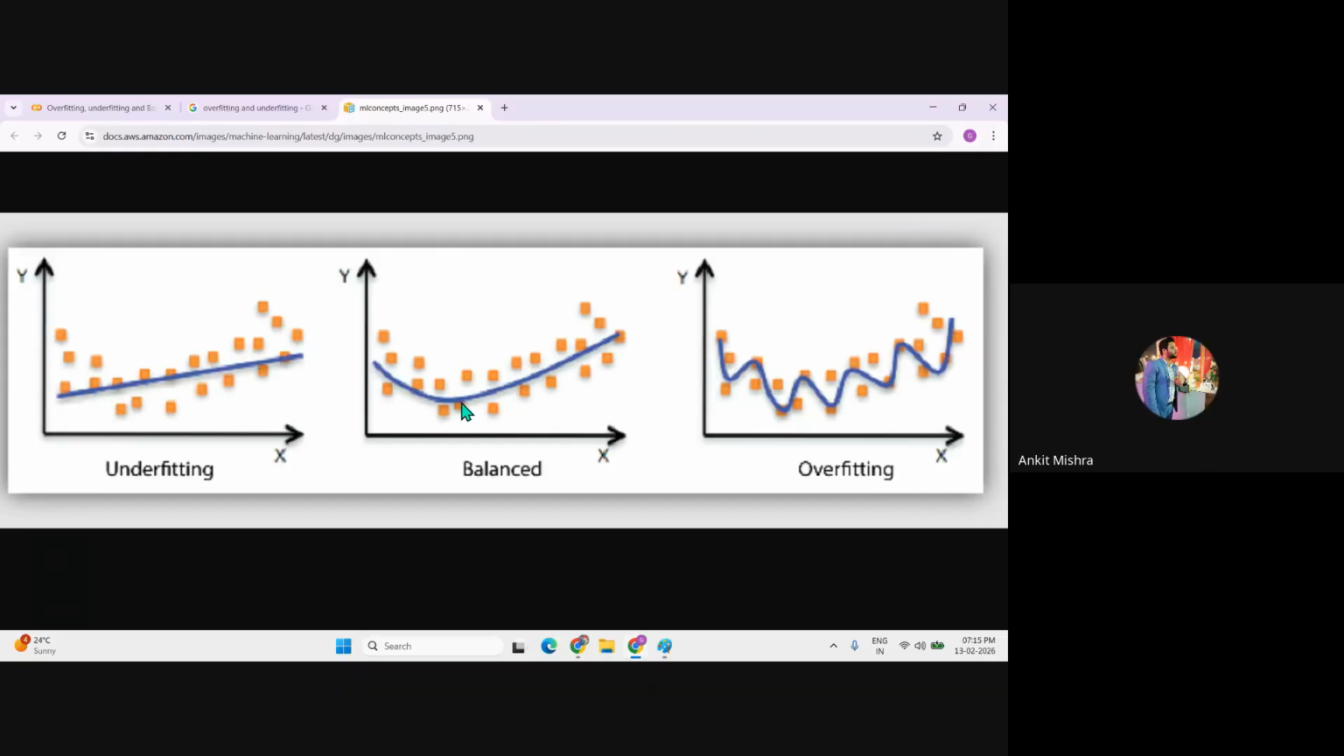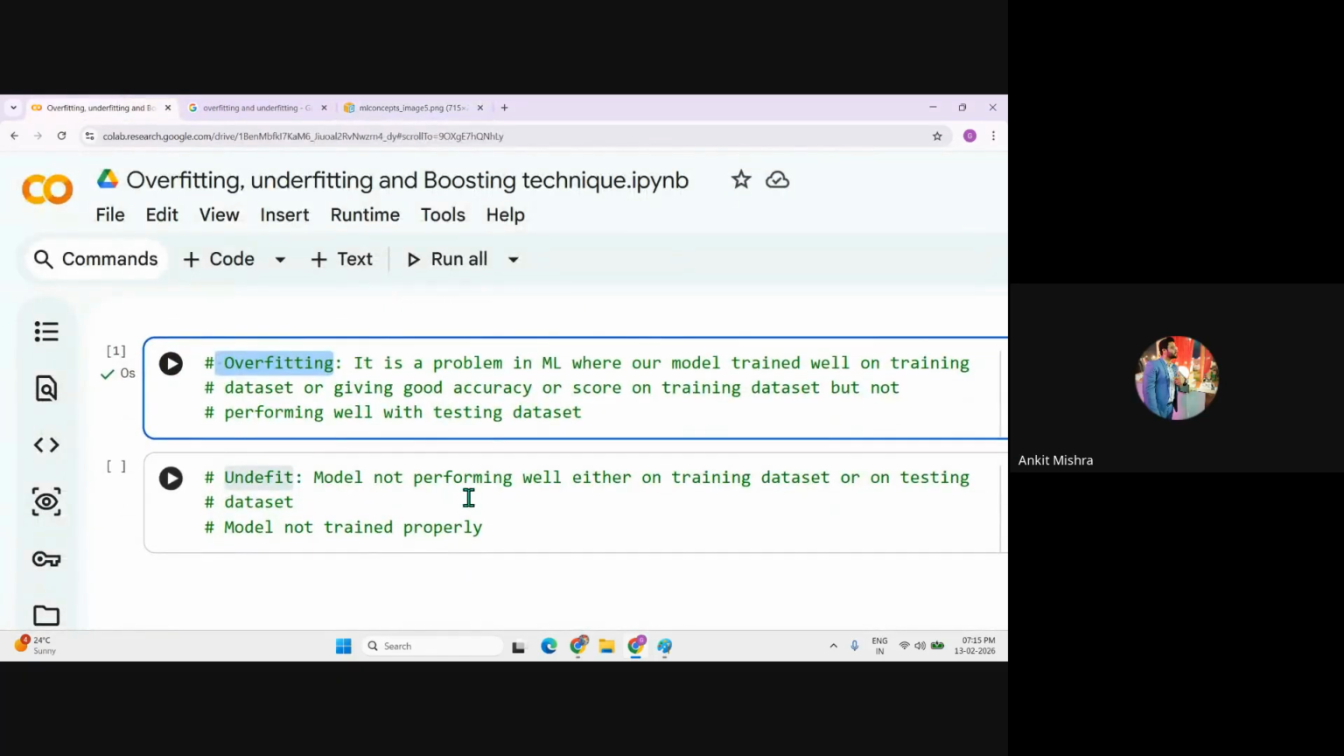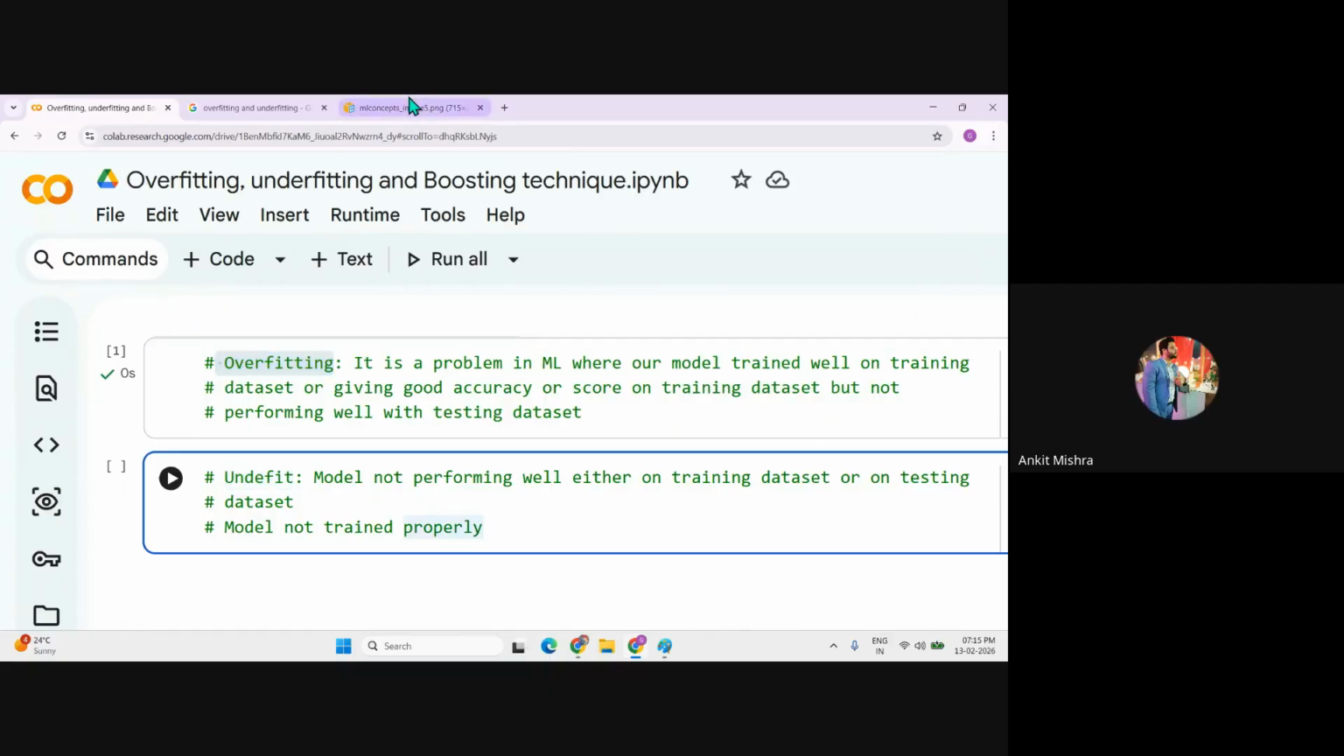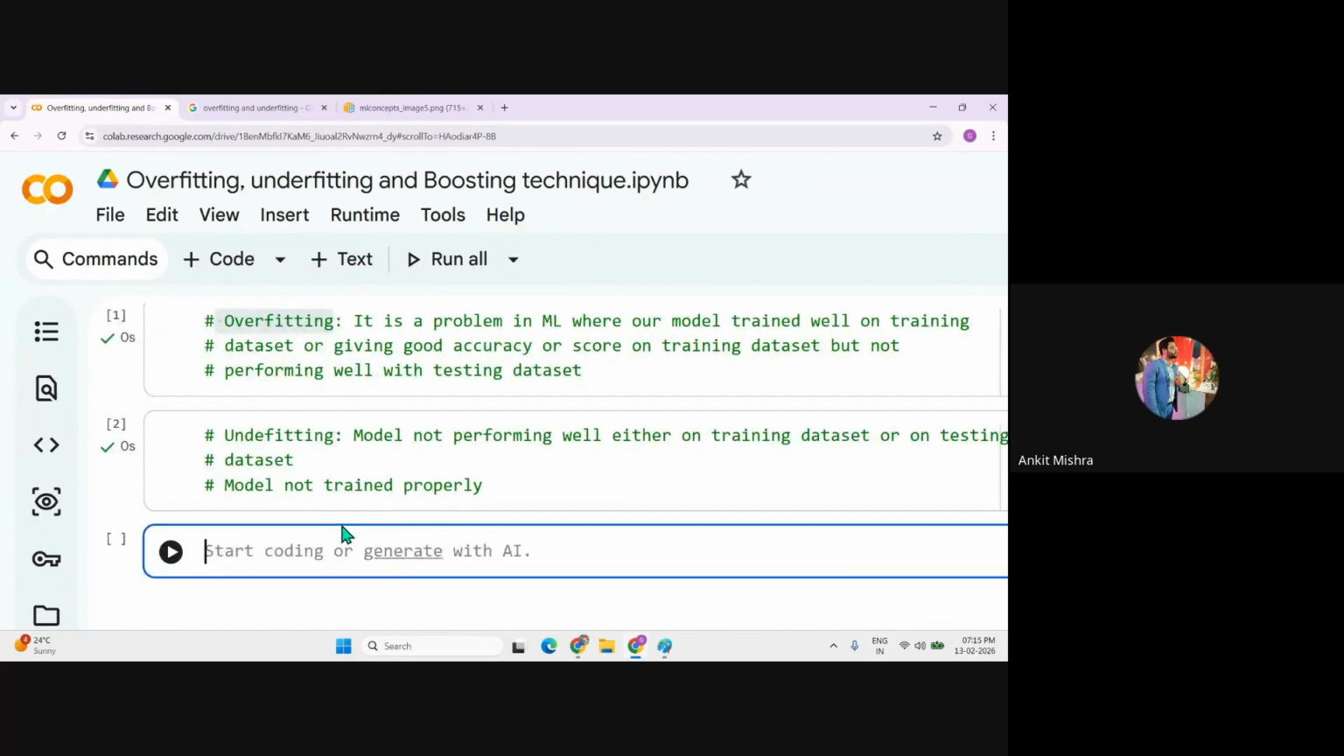Now, what about the balanced approach? The balanced approach is where we create a line or identify a best fit line so that it is useful in the best possible scenario. That is called the balanced fit. We generally have to create a balanced fit ML model. So guys, I hope everyone is aware of the overfitting and underfitting concepts. Okay.